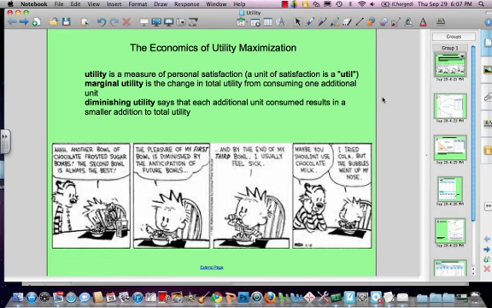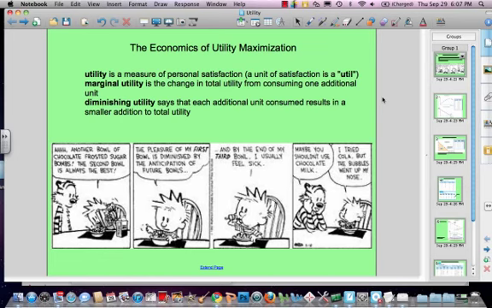Hi everyone, let's talk about the economics of utility maximization. We're going to start with some definitions. Utility is a measure of personal satisfaction, so how much satisfaction I derive from consumption of a product. We measure this satisfaction in units called utils.